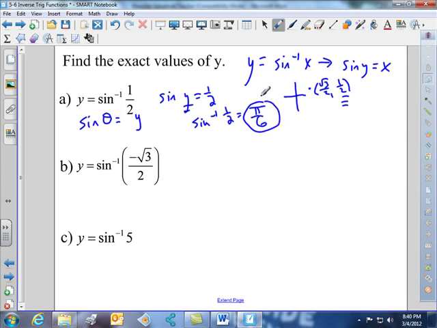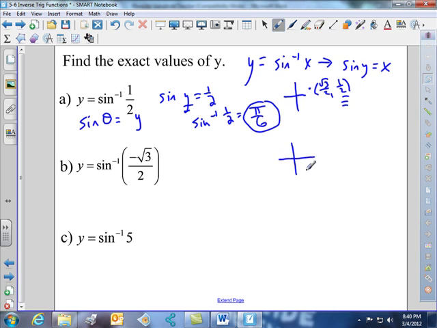And the reason for that is because the sine of pi/6 is 1/2. Now let's look at another example here. If we're looking for the inverse sine of negative radical 3 over 2, we are trying to find out what angle has a y value of negative radical 3 over 2.